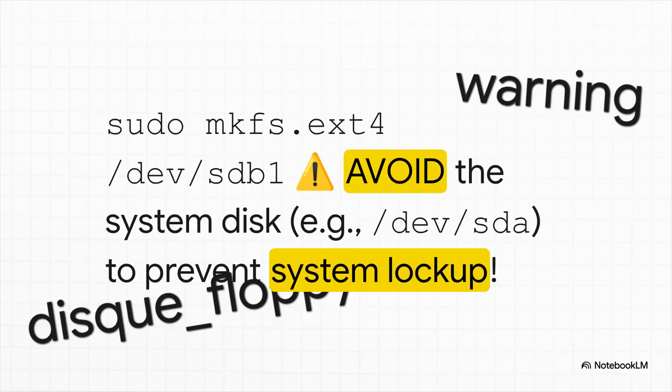Okay, first, partitioning. We'll create a new partition, then format it with the ext4 file system. Now, listen up, because this warning here is absolutely critical. Always do this on a secondary disk, something like /dev/sdb. If you accidentally run these commands on your main system disk, /dev/sda, you could literally wipe your entire operating system. So, measure twice, cut once.